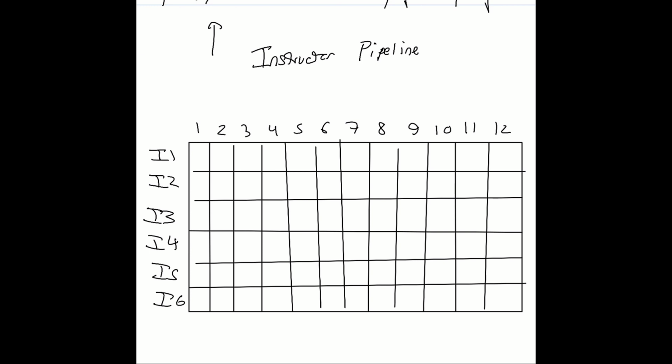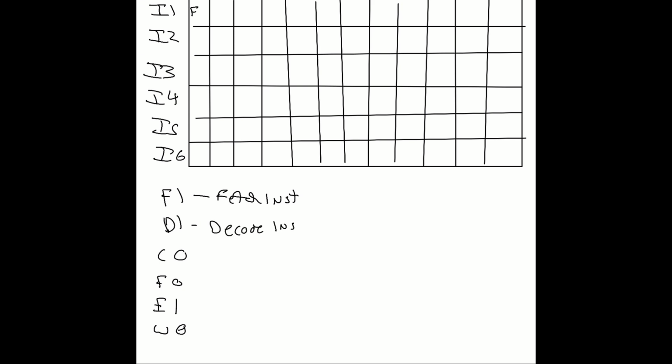So, what are the different stages of an instruction that we could have? Let's say that we're not using pipelining, okay? Let's do this the old school way. The first thing we have to do, if we look at our instruction cycle, is fetch instructions. So first, we're going to have to do some abbreviations here. We're going to use FI, DI, CO, FO, EI, and WO. FI means fetch instruction. DI means decode instruction. CO means calculate operands.